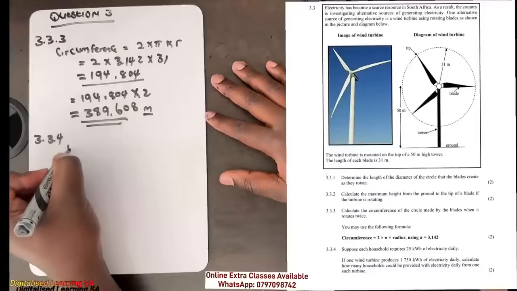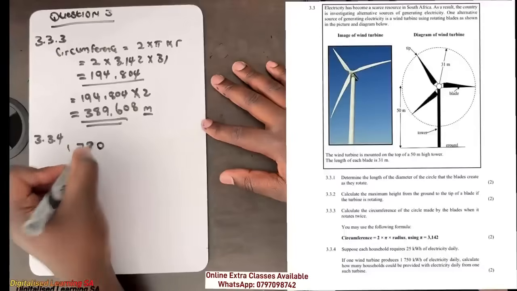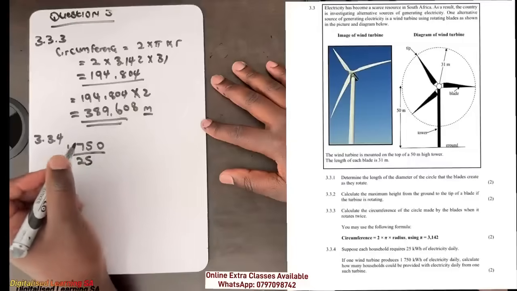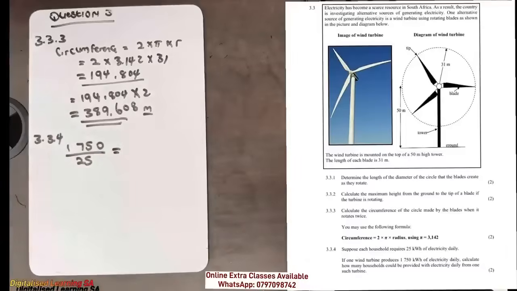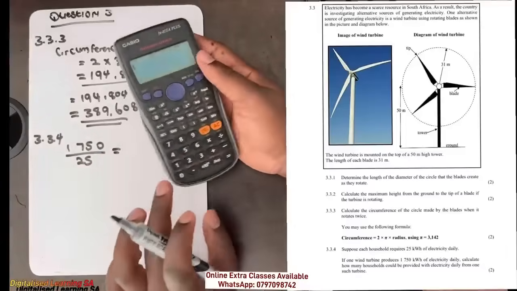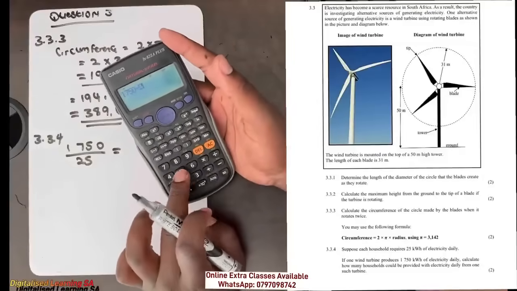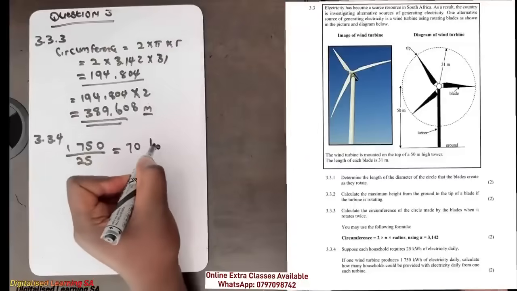So if it is producing 1,750 and one household only needs 25, it means that we divide by 25 to find the number of households that would be provided with. Okay, so we'll come and say 1750 divided by 25, and our answer will be 70 households.